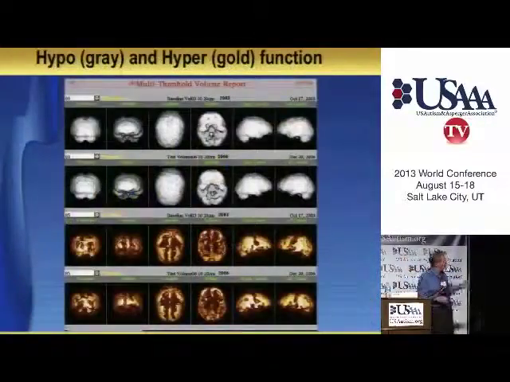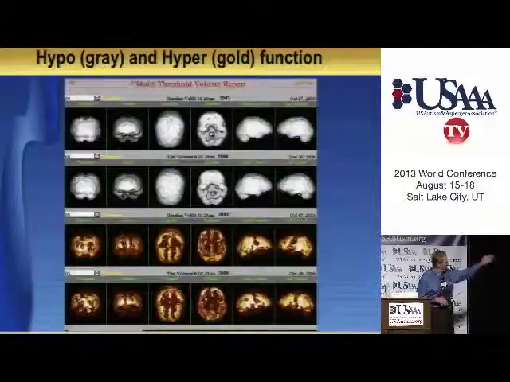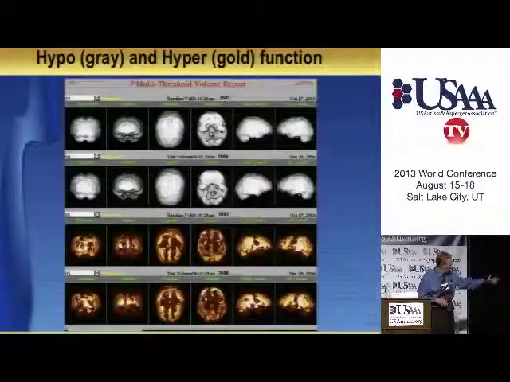And I've already alluded to this: areas that are gray or blue are decreased function. Things that are color-coded in red or gold are areas of increased function.